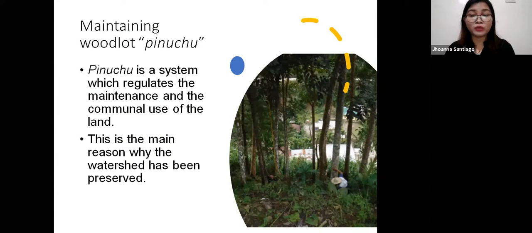For maintaining woodlot or pinutru, you can see in this slide the pinutru being maintained by our brother in Chaya. So pinutru or woodlot is what we call in other areas in Ifugao muyong. It is a system which regulates the maintenance and the communal use of the land. And this is the main reason why the watershed has been preserved. So the pinutru itself provides continuous irrigation or source of water for the whole Chaya rice terraces and other rice terraces in Mayoyao, Ifugao.